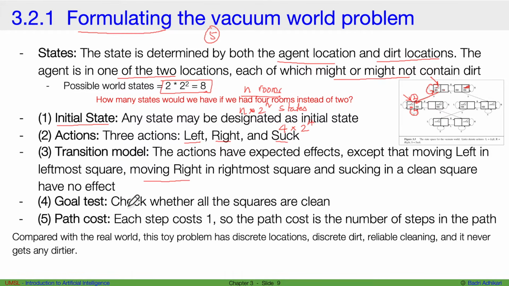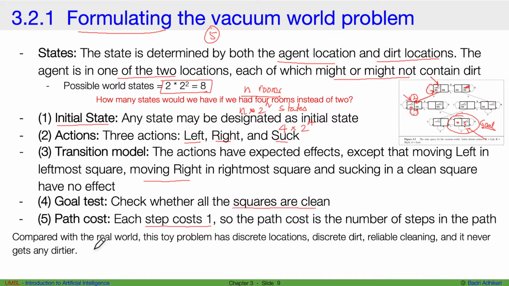Now, the goal test is simply checking whether all squares are clean or not. In other words, if both the squares are clean, then a state like this will be our goal state. We can define the path cost as each step having a cost of 1. That is, each time the vacuum cleaner either sucks dirt, moves left or moves right, or takes any action, then the cost is 1, so that we can obtain this goal state with minimum movements or minimum actions from the vacuum.